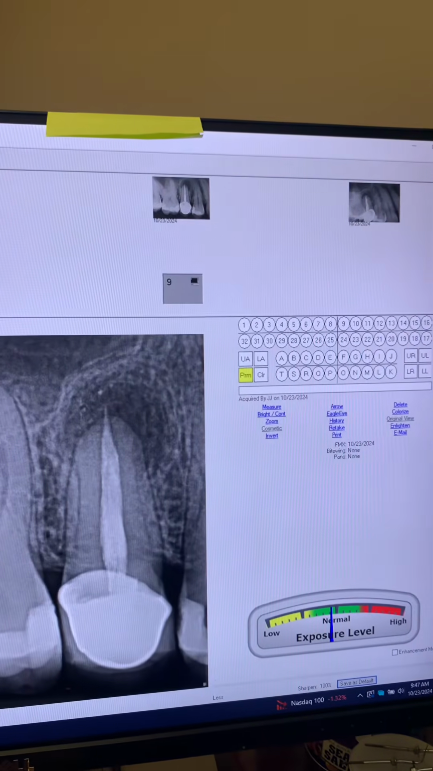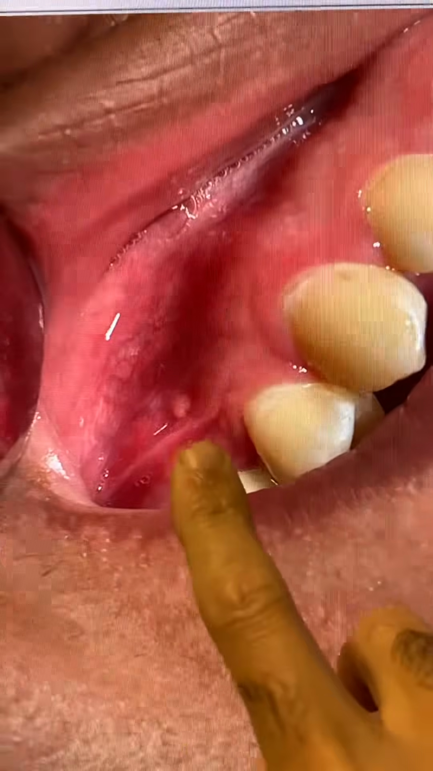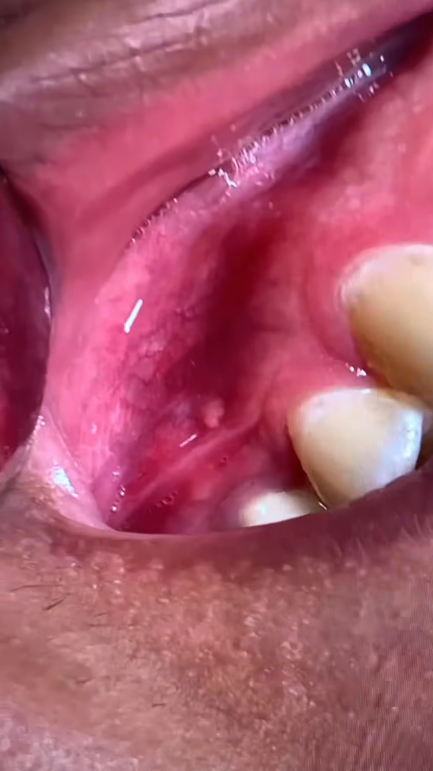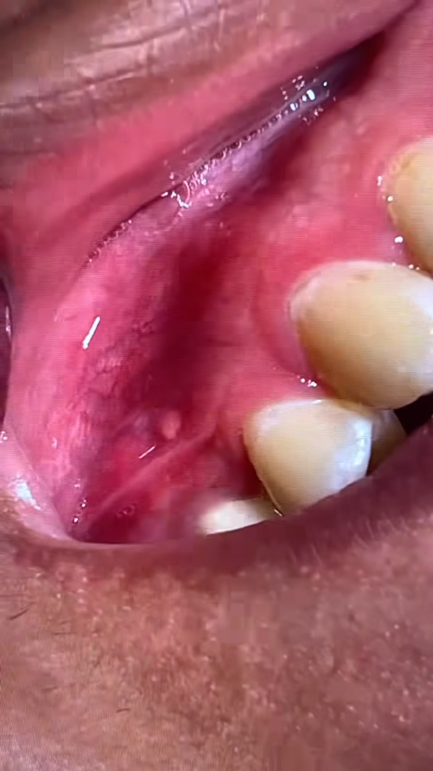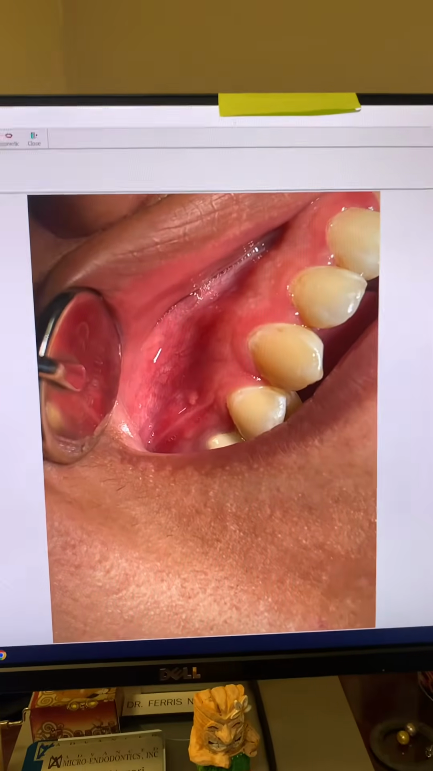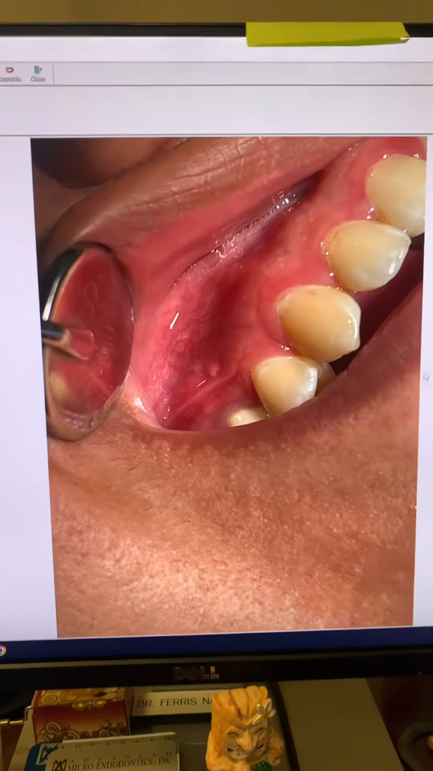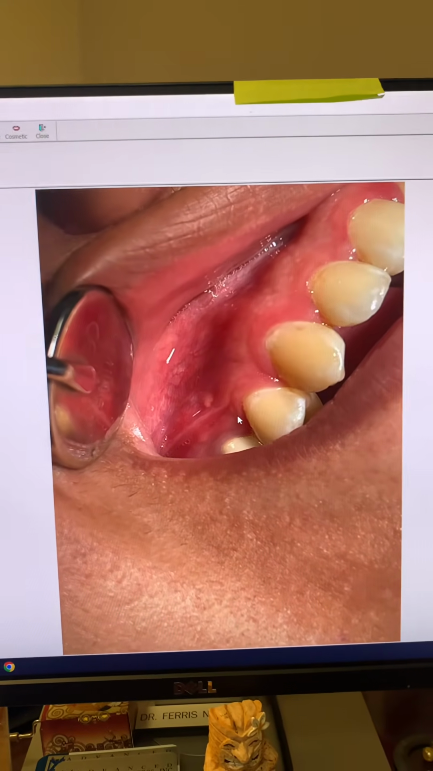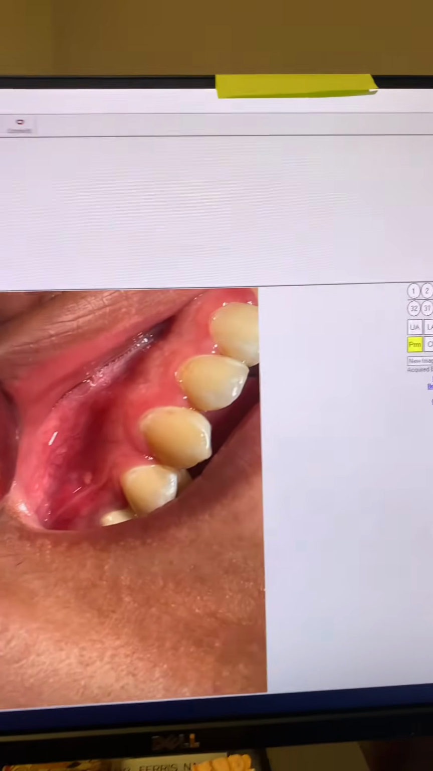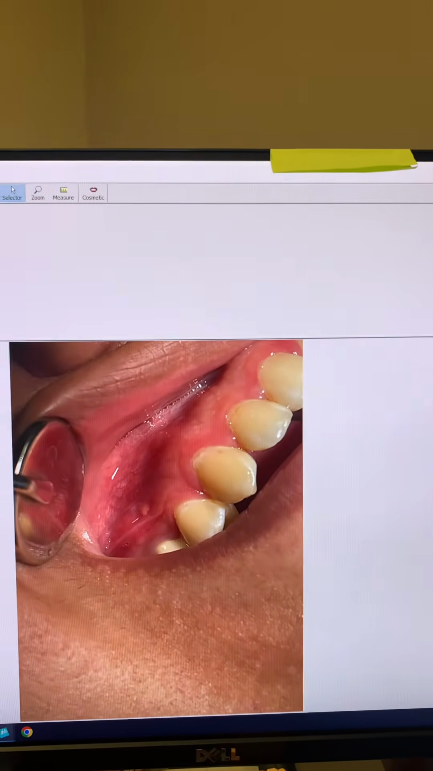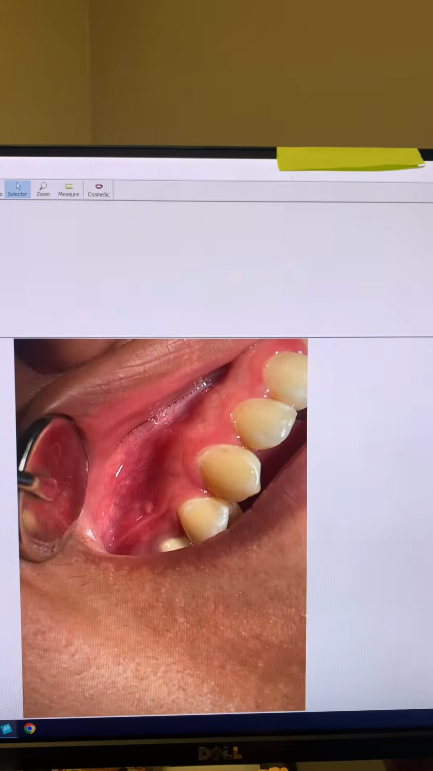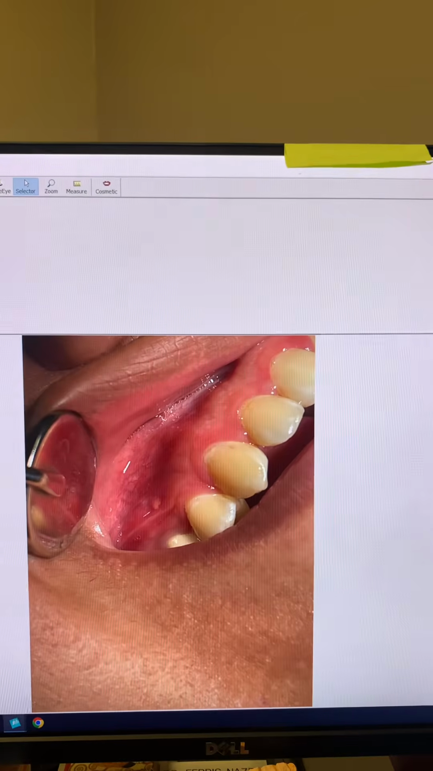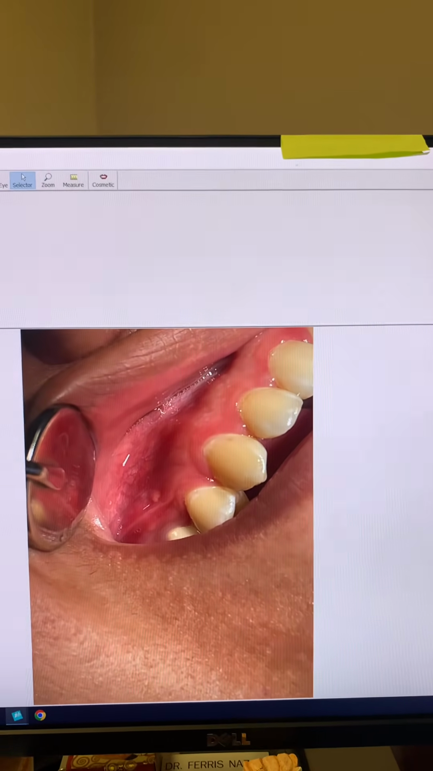Also, tooth number 4, there is a sinus tract right here. Right here, a sinus tract associated with the tooth as well. So this root canal has failed, and unfortunately the patient has the option of trying to save it by redoing the root canal or extraction. Now let's look at tooth number 13. Remember, tooth number 13 and 14 were both inconclusive based on the panoramic radiograph as to whether or not the root canals were okay or failed.